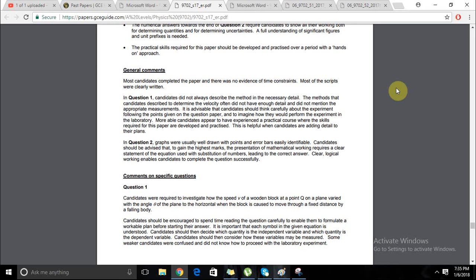And it is visible that candidates should think carefully about the experiment following the points given on the question paper, and imagine how they would perform the experiment in the lab. Automatically, a lot of stuff you'd be missing out comes to you when you follow this approach.